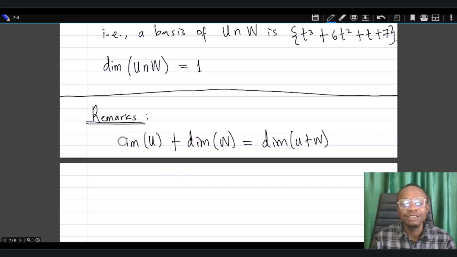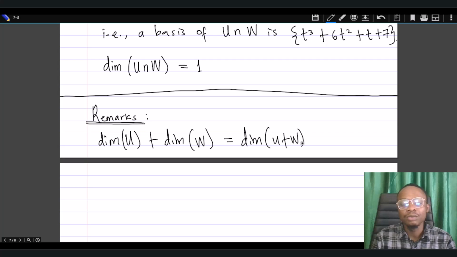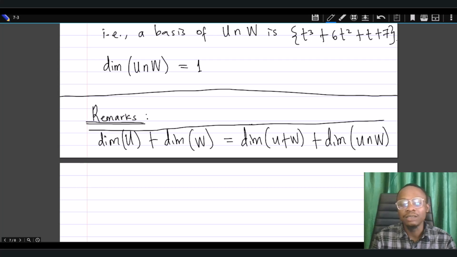Okay, let's write everything on a new line to avoid confusion, so that someone doesn't just come across a part of this and think that it is just the dimension of U plus W. The dimension of U plus the dimension of W is equal to the dimension of U plus W plus the dimension of U intersection W. Okay, so this is an important result that applies in all cases. It applies in the specific case we have just considered here. It would apply also in any other case of vector subspaces U and W.